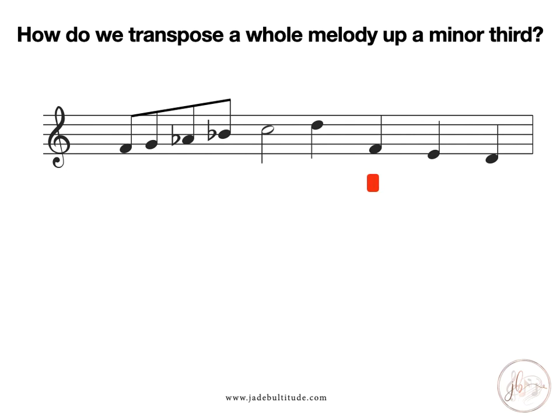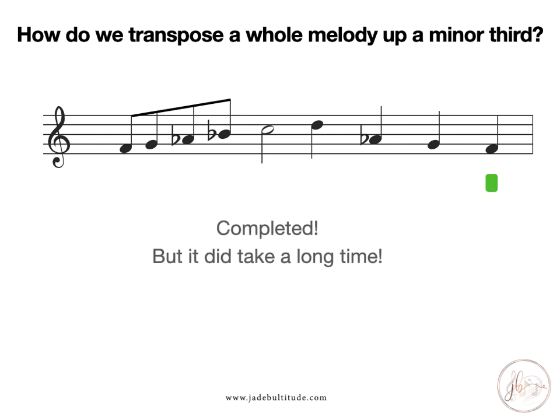Now we have another F, so a minor third above F was A flat. We have another E, a minor third above E is G natural, and then we have another D, and a minor third above D is an F natural. So there we have it, our completed melody, but it did take a really long time, so is there a quicker way?